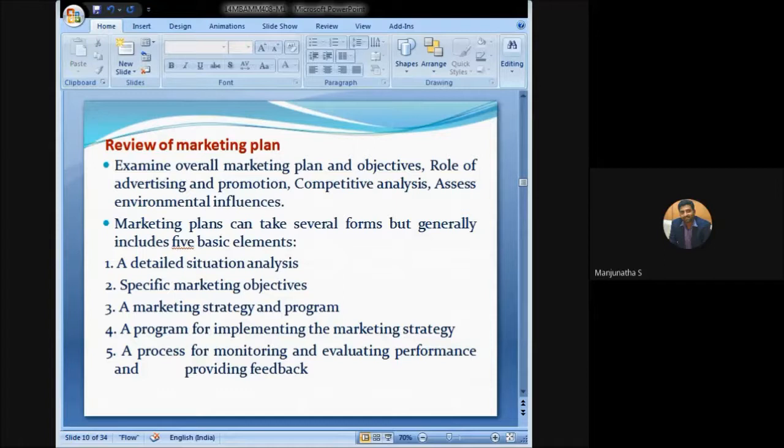Then the last element is a process for monitoring and evaluating performance and providing feedback. So they need to evaluate their situation analysis, the program, the strategies, and the plans they have made relating to marketing plans. So that needs to be evaluated, and they have to monitor to go in a proper way.